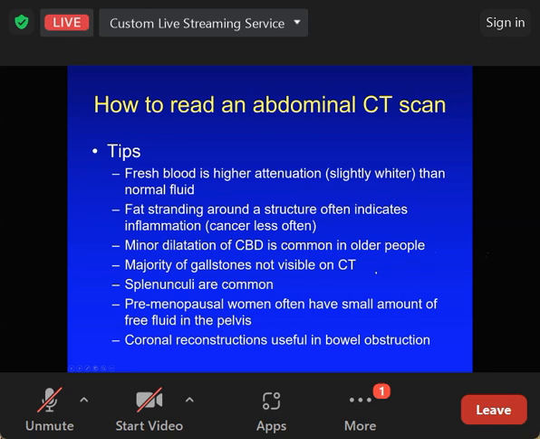This is one aspect where ultrasound has a huge advantage, because ultrasound will pick up virtually all gallstones within the gallbladder. Splenunculi are common. They can look like little rounded masses adjacent to the spleen, with the same attenuation as the spleen. Don't necessarily say that if they're adjacent to the pancreas, they are pancreatic cancers. A little bit of free fluid is common in the pelvis in premenopausal women. And coronal reconstructions are useful in bowel obstruction, because often you can see the point of obstruction much more easily on the coronal reconstruction.